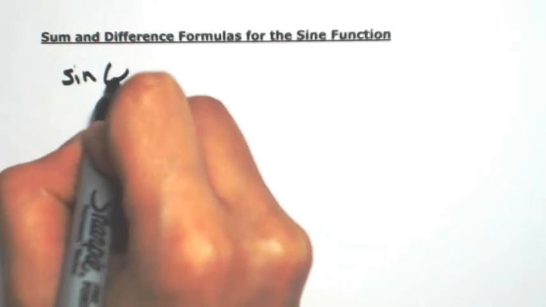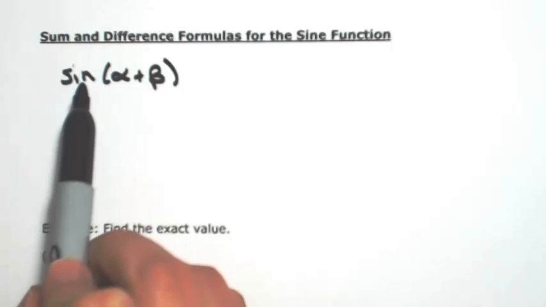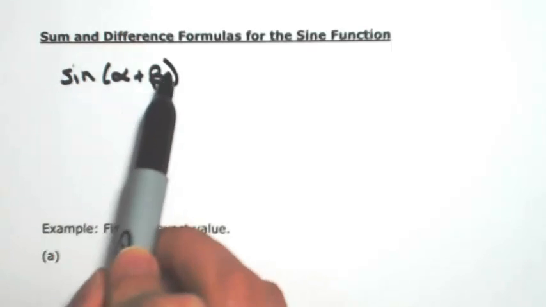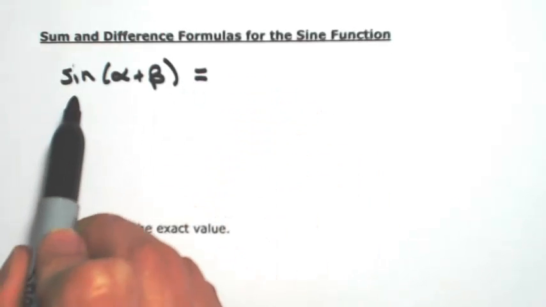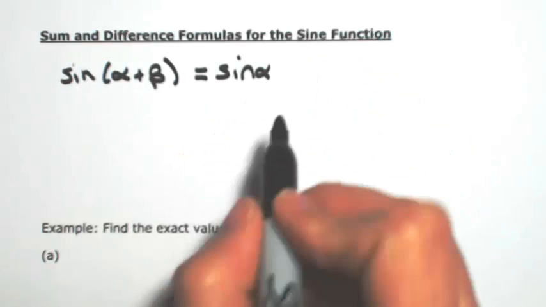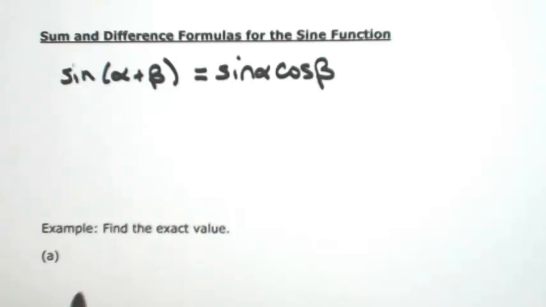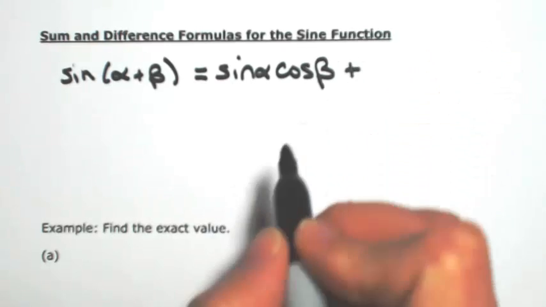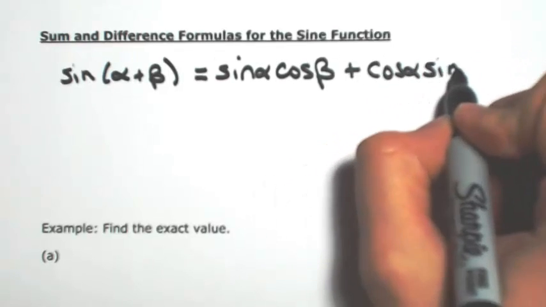Suppose we want to take the sine of the sum of two angles, let's call them alpha and beta. Now it seems like you might be able to distribute the sine inside, but that is definitely not true. The way this works is by taking the sine of the first angle, alpha, and then you take the cosine of the second angle, which is beta. That's the first half of it. Now we have to switch it: cosine of alpha times sine of beta.